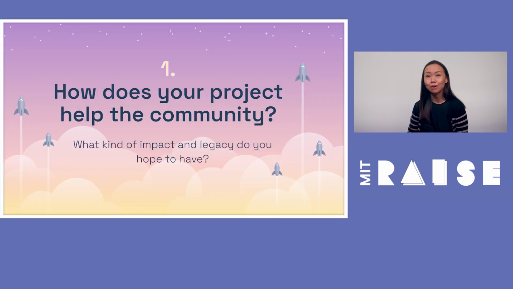Okay, so number 1, how does your project help the community? What kind of impact and legacy do you hope to have? While you write the questions or surveys to get user feedback for your final project, try to keep in mind the impact that you wrote in your impact matrix. What kind of positive impact were you hoping to achieve? What kind of negative impact were you hoping to mitigate or minimize? Try to phrase questions that ask your users and communities whether your project is truly addressing those issues that you first defined or learned about during your user research in section 2.